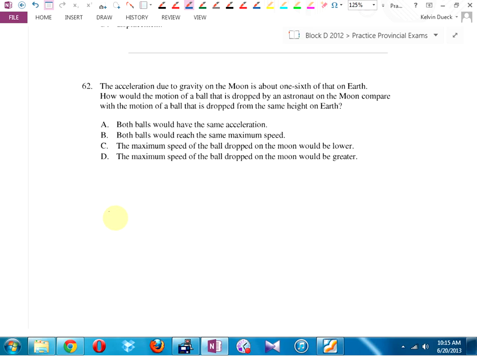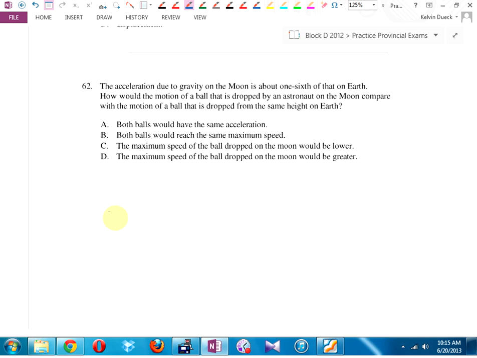How would the motion of a ball that is dropped by an astronaut on the moon compare with the motion of the ball that is dropped on Earth? Moon, it would look like this, but more exaggerated. What do you notice? Did you see it? Which one fell slower? Now, that's because of air resistance on the Earth. On the moon, it would be because of the gravitational field strength. The moon ball would accelerate slower, would appear to fall slower.